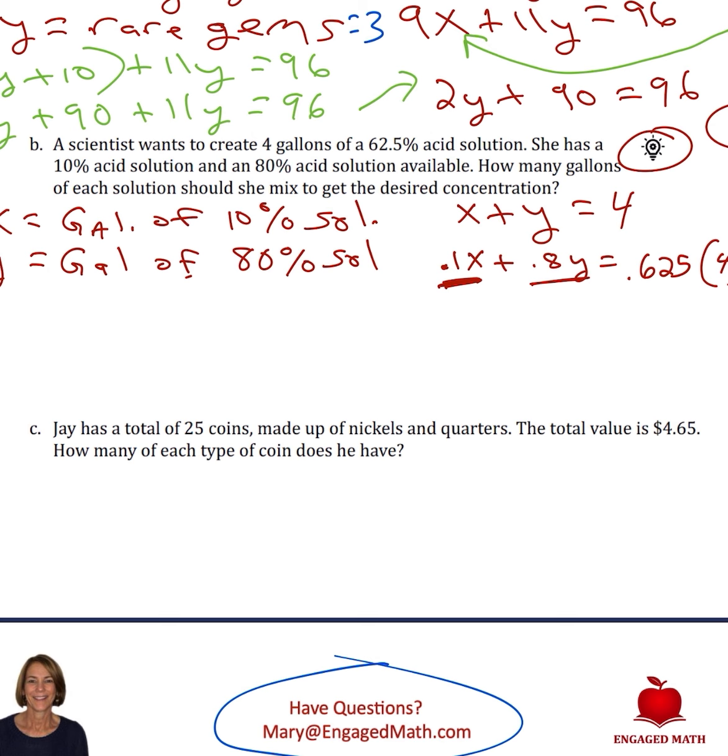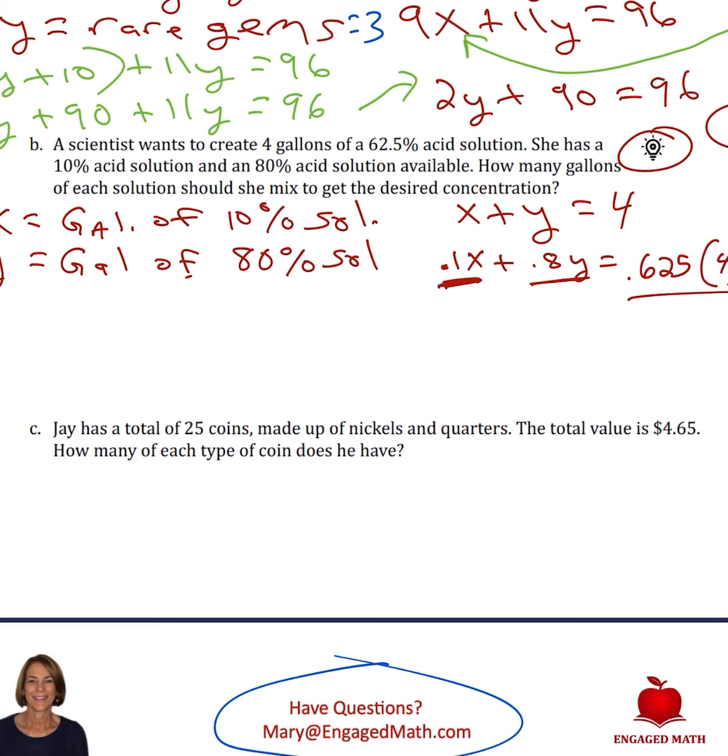So if we take 10% of the gallons of the 10% solution and we take 80% of the gallons of the 80% solution, we're going to get lots of gallons of acid, and that's going to be equivalent to 62.5% of our 4-gallon solution.